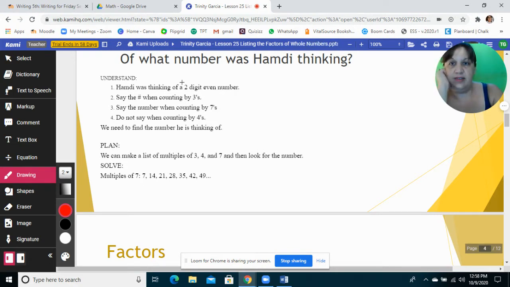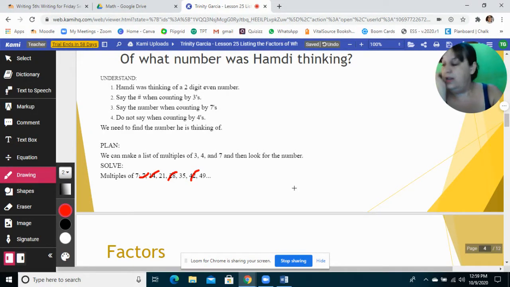Because it says he was thinking of a 2-digit even number. So we know we can cross out 7. We can cross out 14 because it's an even number. We could cross out 28. We could cross out 42.